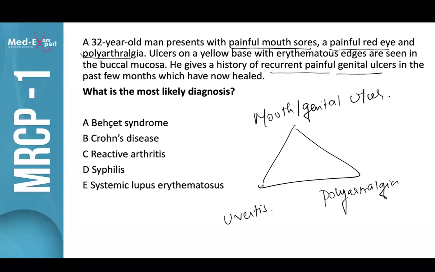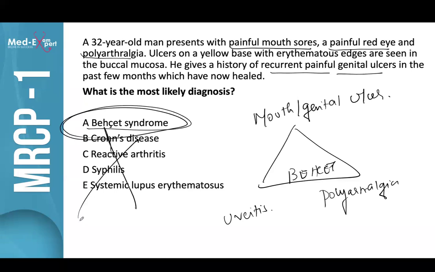There is only one diagnosis that fits all this, that is Behçet syndrome. None of the other things will present like that. These are connecting the dots. You connect the dots, you will get the answers. In reactive arthritis, you won't get ulcers in the genitals. Rather, you will get urethritis, painful urine, burning micturition, pus discharge while passing urine. Those are the symptoms you will get, but not the ulcers.